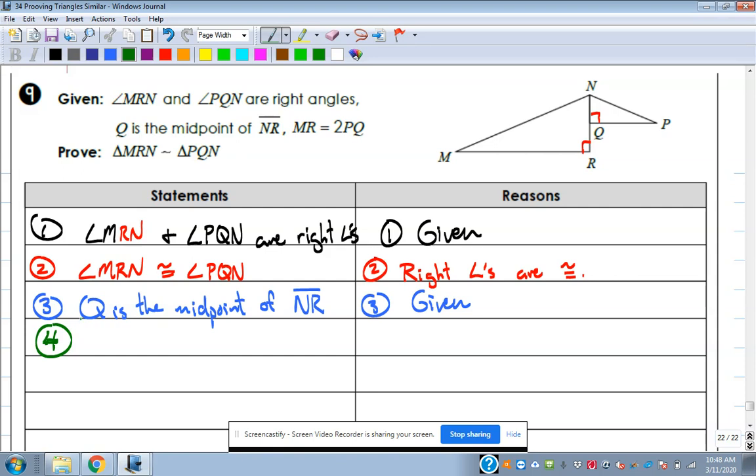All right, Haley, what did you say? NR equals 2 NQ. Can't say that yet. Let's use this definition of midpoint to get that NQ is equal to QR. That's what the definition of that midpoint is going to give us. Then we can use the next thing to what you said there to help.